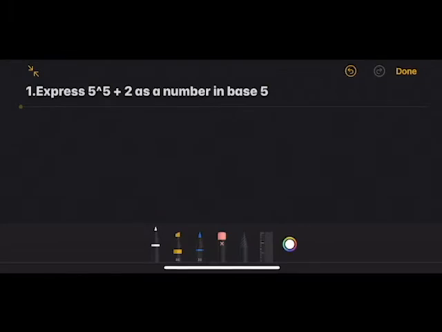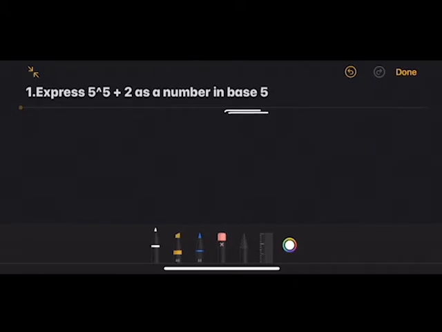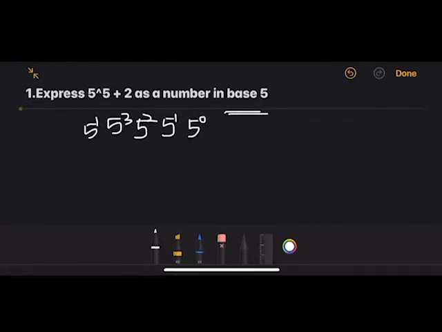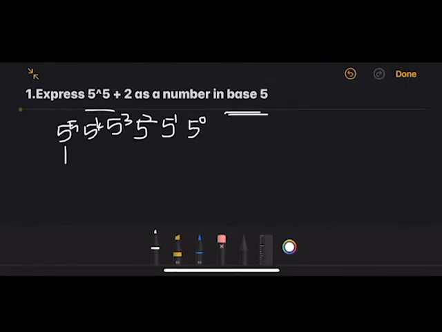With the first question, express 5 to the power 5 plus 2 as a number in base 5. So we can see that base 5 is the important point here. To make it easier, we will first list down the numbers: 5 to the power 0, 5 to the power 1, 5 to the power 2, 5 to the power 3, 5 to the power 4, and 5 to the power 5. We can see here that we have 1 of 5 to the power 5. We'll put 1 at 5 to the power 5 and put 0 for the rest.